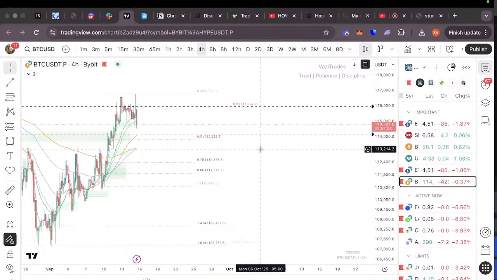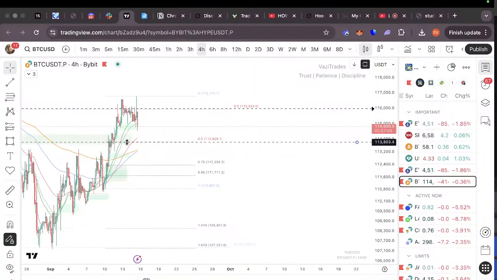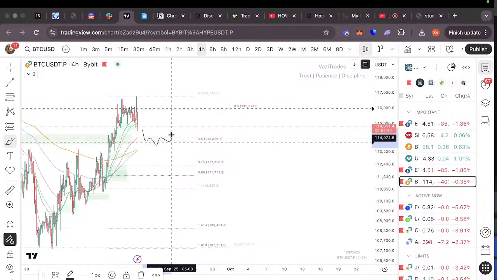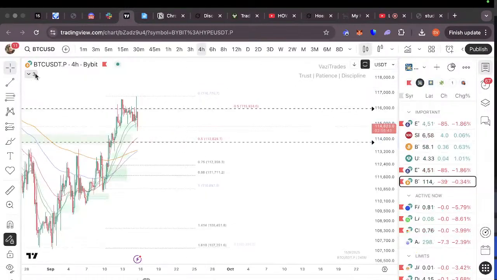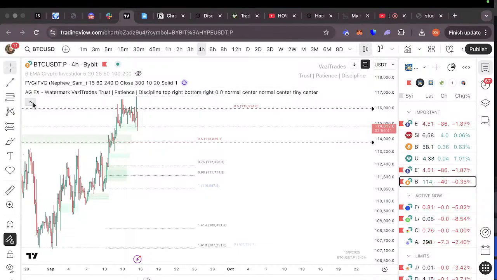So what can happen right now? I think that Bitcoin, once it will come to 113,829, this can be the first area where we can see a nice bounce on Bitcoin. So it will be interesting to look for longs around 113,829, but with a tiny stop loss.